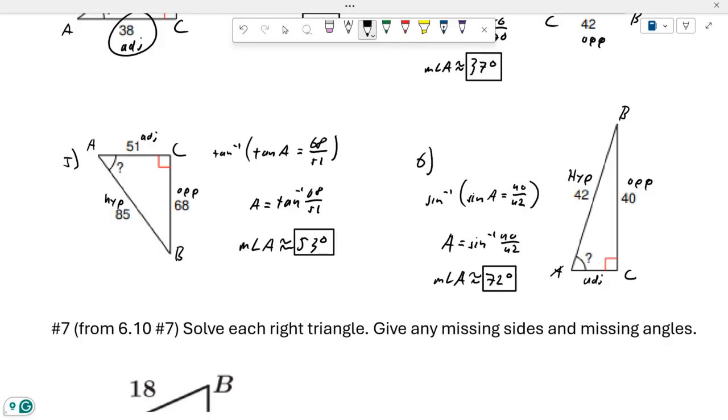And assuming that my triangle is drawn to scale, which it kind of is, that certainly looks like a 72-degree angle. It's acute, but it's kind of a large acute angle. And so that's my answer for number 6.